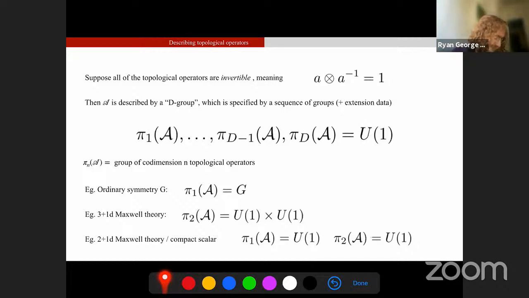And the idea here is that you should think about pi n, the nth group in this sequence, as the group of codimension n topological operators, right? So these form a group in every dimension. That's where the sequence of groups comes from. If we have an ordinary symmetry, then those give us codimension one topological operators. And so there, this whole thing just collapses to a group in degree one. We still have this U1 in degree D, which I'll say more about.